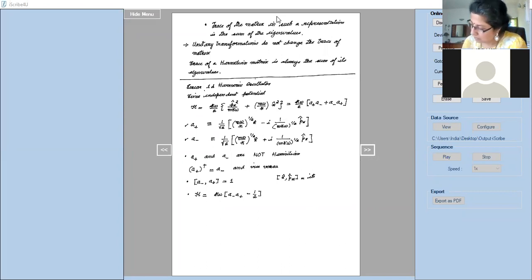And in terms of a plus a minus, you could write it as h cross omega a plus a minus plus half. And then remember that I told you you can define a plus a minus as a new operator, which is also called the number operator, and you could write your Hamiltonian H as equal to h cross omega into N operator plus half. You'll see the significance of that a little later.